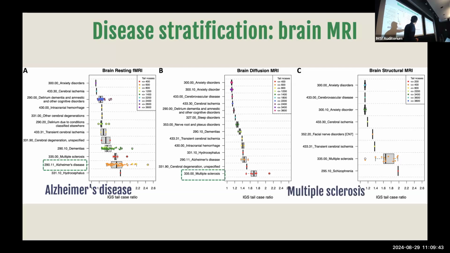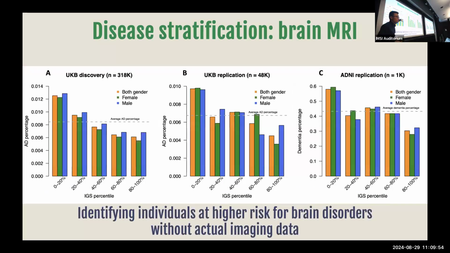Okay, and we have other diseases. For diffusion and structural MRI, we get lots of signals for MS. If we take a look at one signal, we can really see the trend. The x-axis is the quantile of the distribution that I just mentioned, and on the y-axis is the risk of disease. You can see the decay, right? This group of people have a higher risk of getting this disease. Everything is done with no real image data, just the genetically imputed image data.